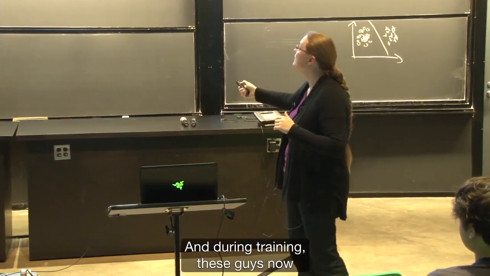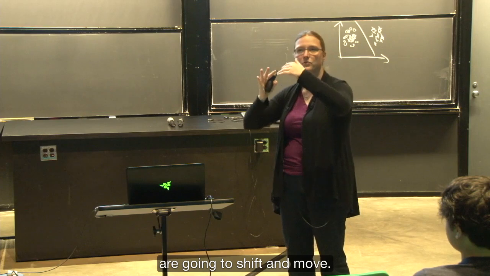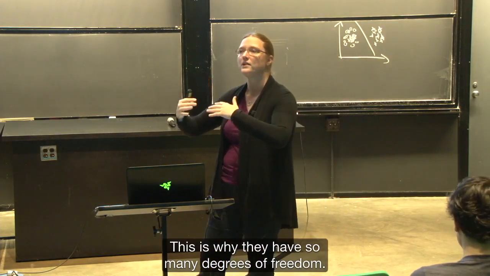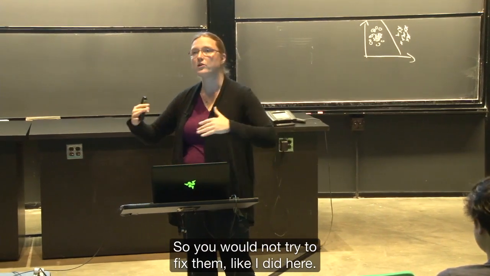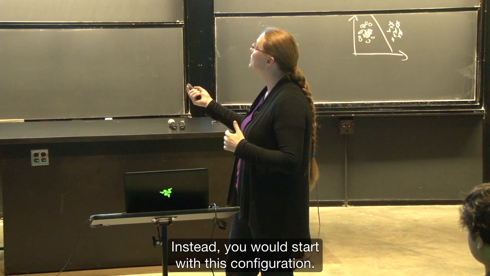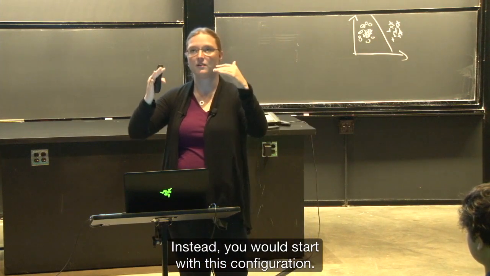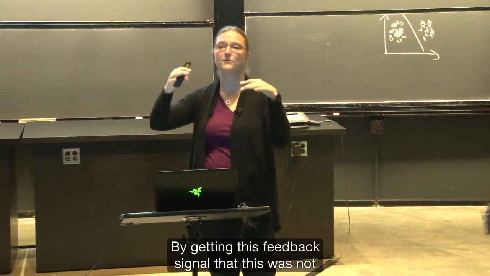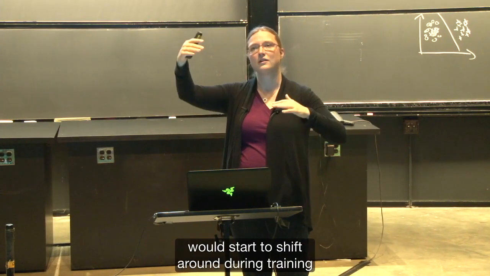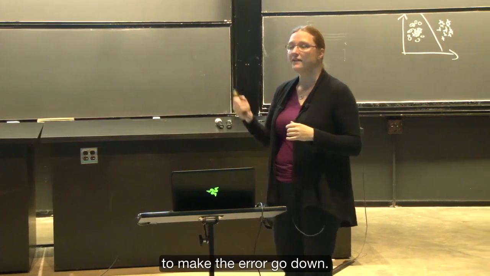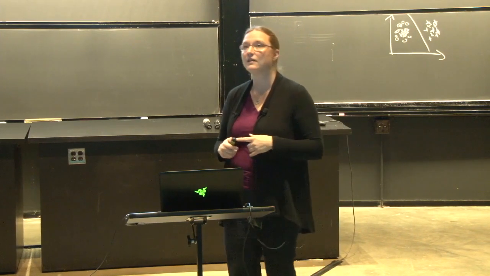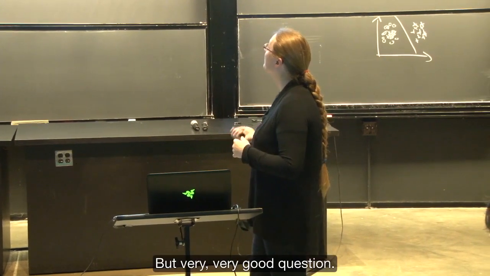During training, these are going to shift and move. This is part of the training, and this is why they have so many degrees of freedom. So you would not try to fix them like I did here. Instead, you would start with this configuration, and by getting the feedback signal that this was not a good embedding, these hyperplanes would start to shift around during training to make the error go down. This is the way it happens. A very, very good question.